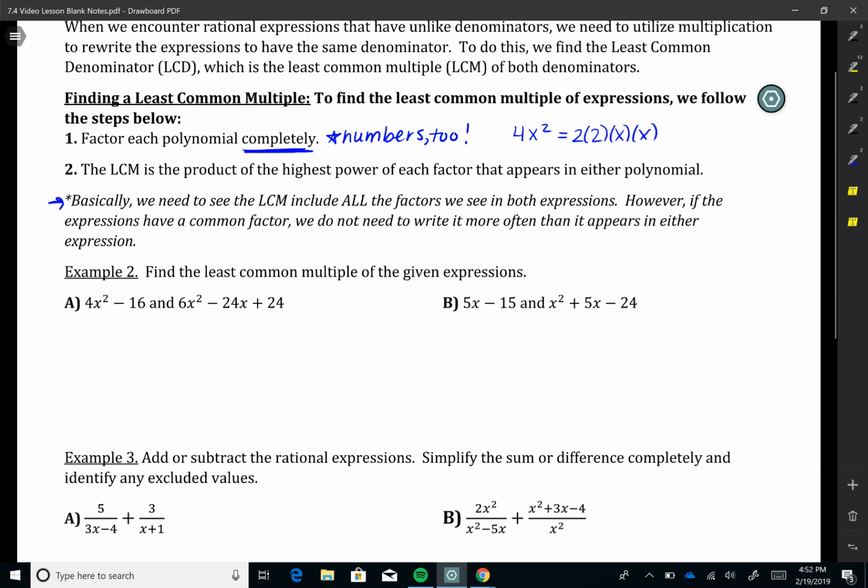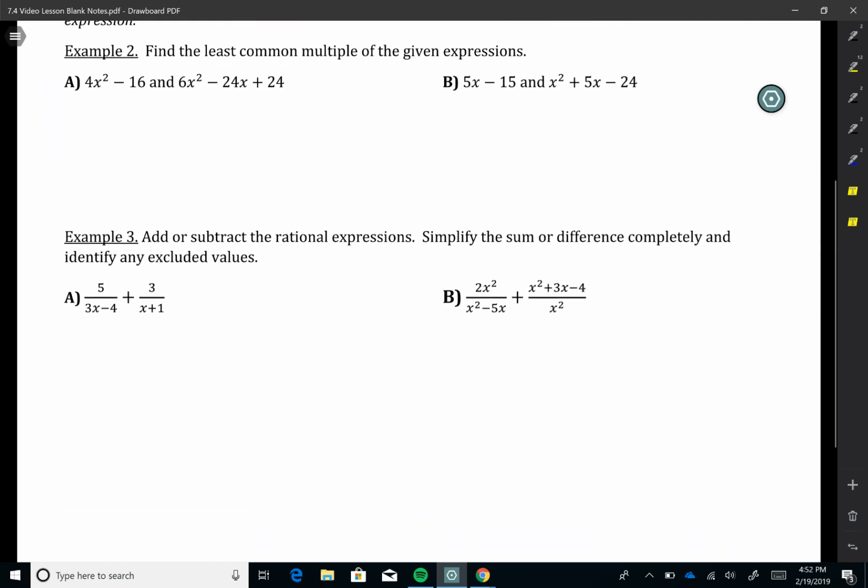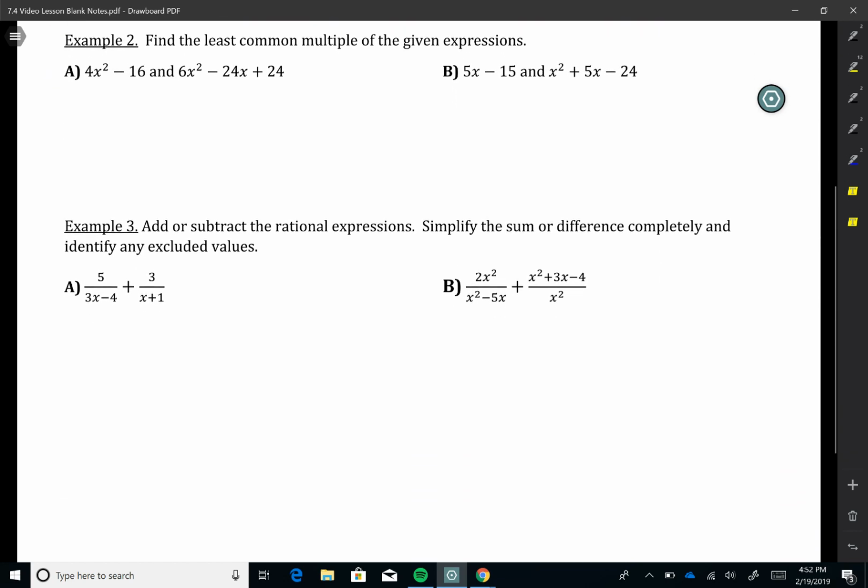All right, so let's look at this. Find the least common multiple of the given expressions. So step 1 is to factor completely. I'm going to start with 4x squared minus 16. The first thing I always do in factoring is I look for a GCF, and I know I can take a 4 out of both those terms. Well, that leaves me with 4 times x squared minus 4. Now, I also know that 4 is 2 times 2, and x squared minus 4 is a difference of squares with factors x plus 2 times x minus 2.